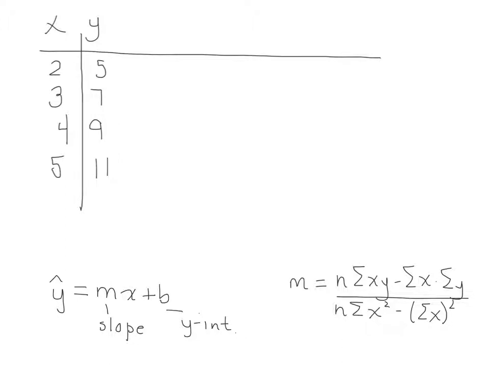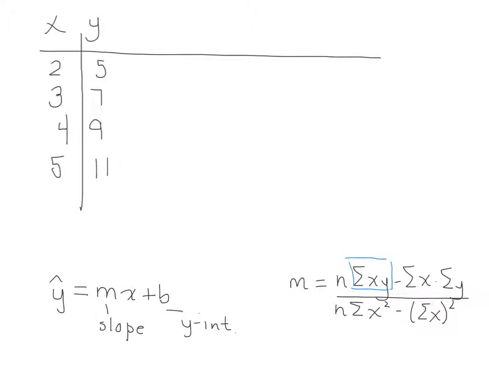So we know we have to find the slope first. And over here in the bottom right-hand corner, I have identified the formula we've been given for finding the slope. So we can see we're going to need the sum of the product of x's and y's. So I'm going to start there. I've set up a set of data here. Now this particular set of data I've intentionally made perfectly linear, okay? So we should get some nice numbers.